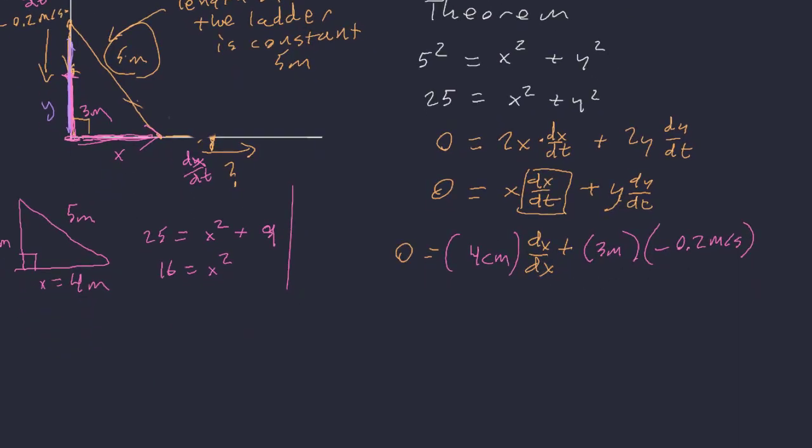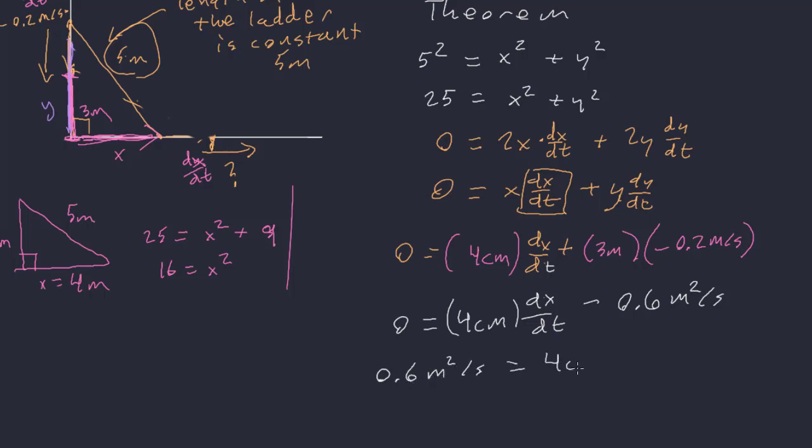Okay, so now what we have is 4 meters times dx/dt. Sorry, that should be a dt there. Okay, plus this 3 times 0.2. That's going to be a minus 0.6 meters squared per second. All right, that might not make much sense, but if we're going to solve for this dx/dt, we're going to move this over now to get 0.6 square meters per second is equal to 4 meters times dx/dt.